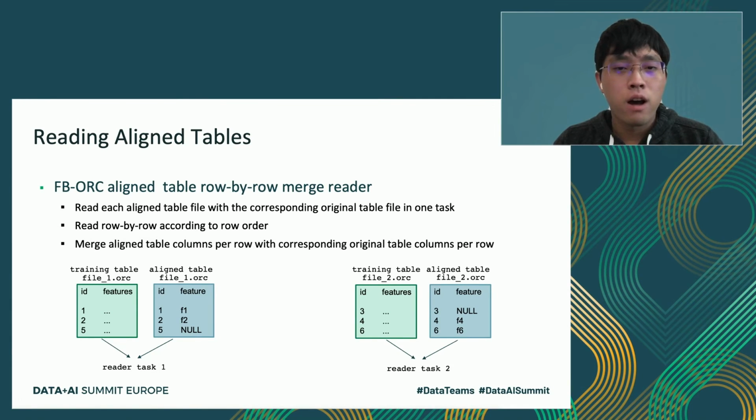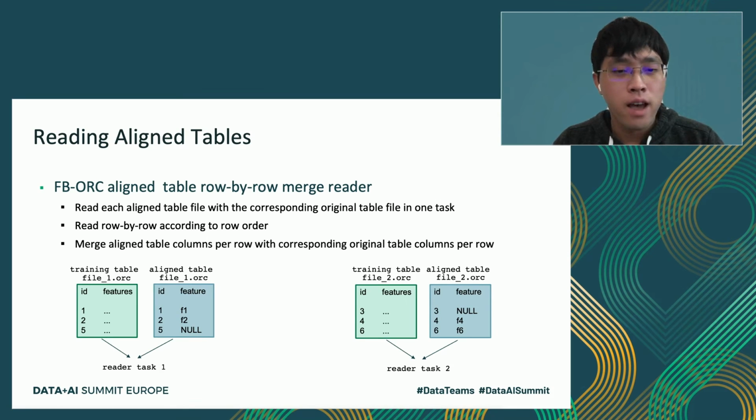We have talked about how to write the aligned table. Here is how we read the aligned table efficiently. In our fork of ORC, an aligned table row by row merge reader is implemented. The reader reads each aligned table file with the corresponding original training table file in one task. Each task will read row by row according to the row order in the file. And for each row, the corresponding columns will be merged together.